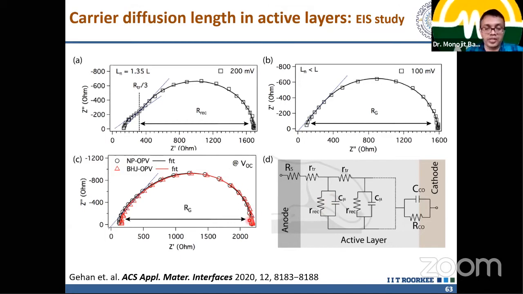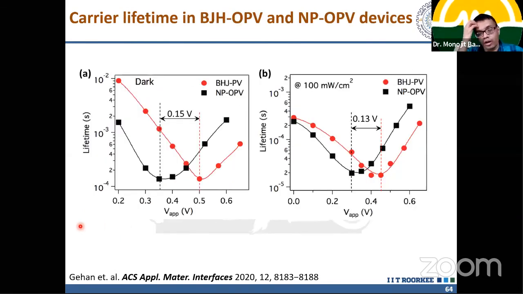But if you look at the open circuit voltage, both match. So the bulk properties are the same for the nanoparticle as well as the BHJ device. They both are equal, right? We also found out the lifetime of the free carriers and see there is a shift of around 0.14 volt where the lifetime minima reaches, right? This is under light, and this is under dark. Under light, you can see around 0.13 volt shift between the frequency minima where the lifetime minima happens. So lifetime minima is around the open circuit voltage, where all these charge carriers go through the recombination process.